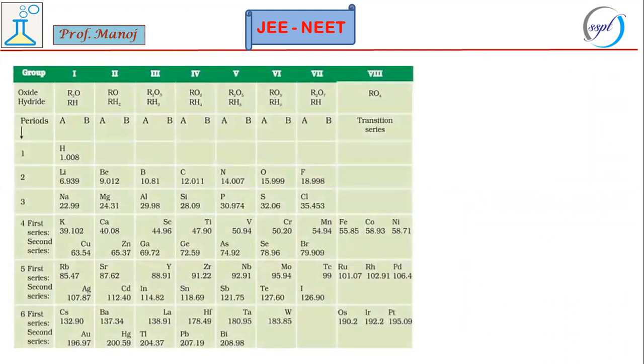This is the original form of the periodic table that Mendeleev made. In his own original discovery, he gave importance to the formulae of oxides and hydrides. The groups you see are written as Roman numeral groups. Groups 1 to 7 are divided into subgroups A and B. Under group 8, there were 3 columns.